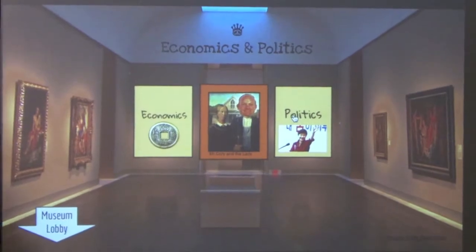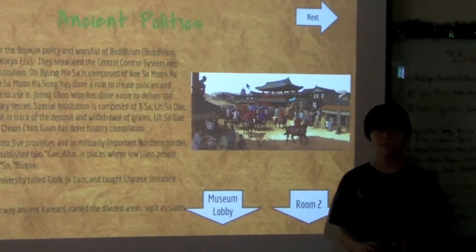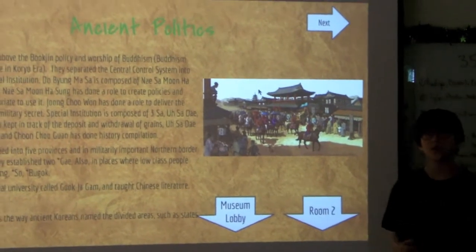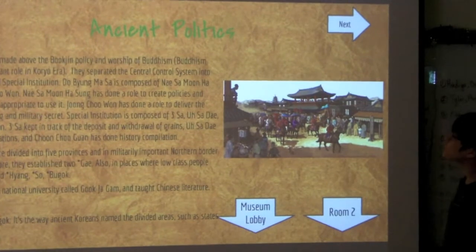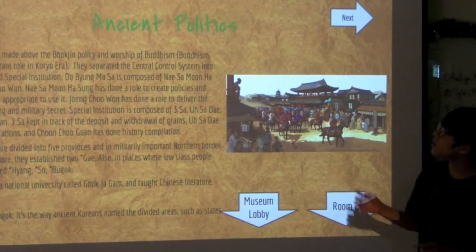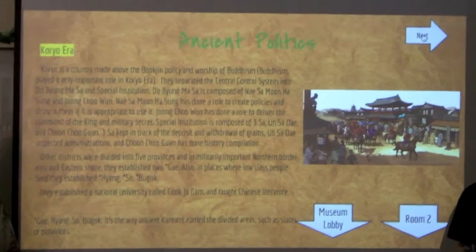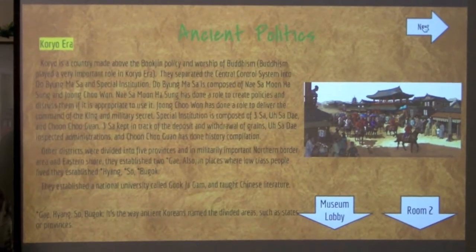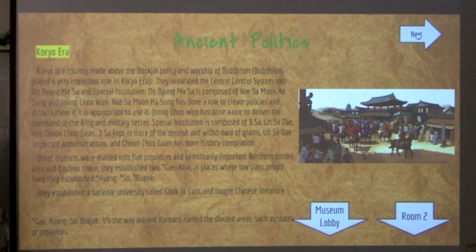And the next one is the politics. And now I'm going to take over the politics. So politics is basically the government and the country itself, which is why it's divided into 3 different eras. So first of all, we're starting with ancient politics and the Goryeo era. So basically, we included pictures in which it describes the government and the politics itself. And here's some information that you can read by yourself.